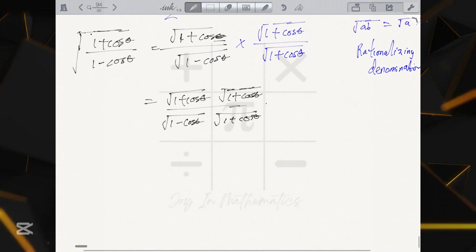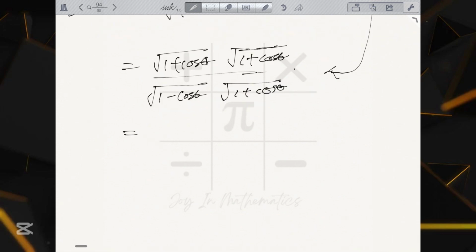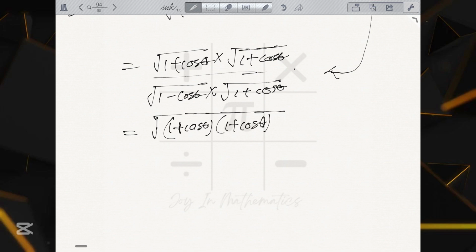So moving on, applying the second rule of surds to this expression, root ab is equal to root a multiplied by root b. So this is multiplication and this is multiplication. The square roots will come together, and we'll have 1 plus cos theta, and likewise we'll have 1 plus cos theta. We are establishing understanding, and the square root of the denominator will result in 1 minus cos theta multiplied by 1 plus cos theta.